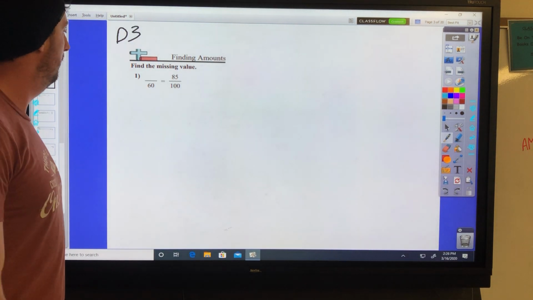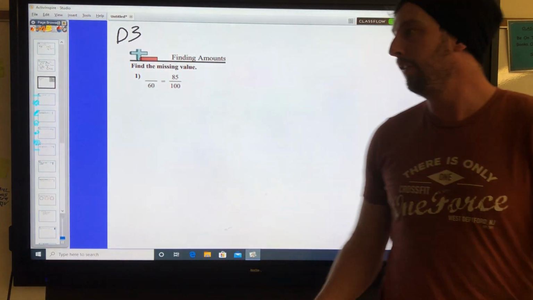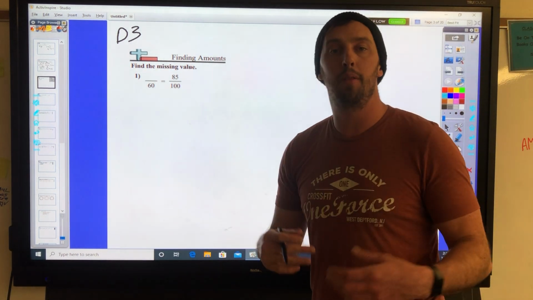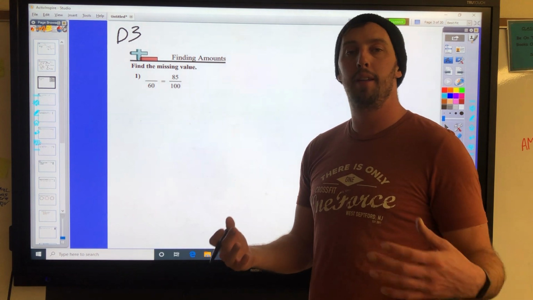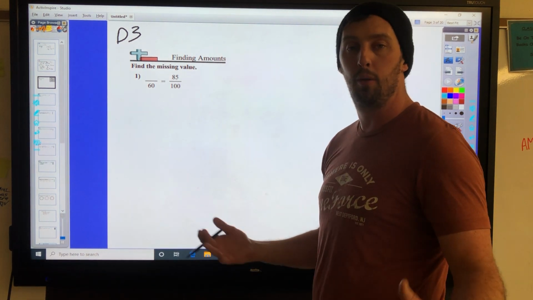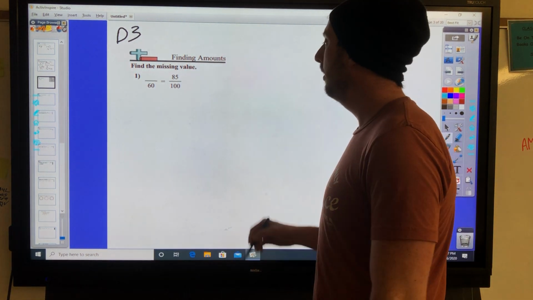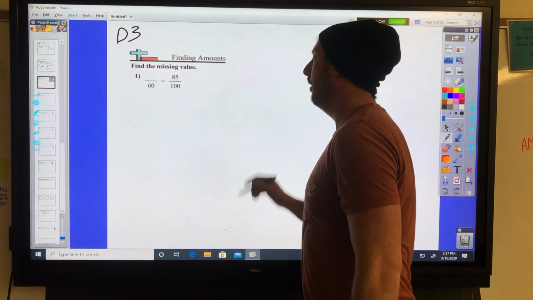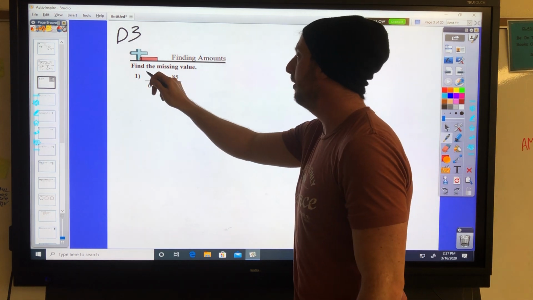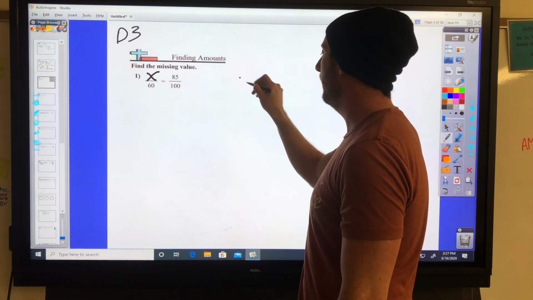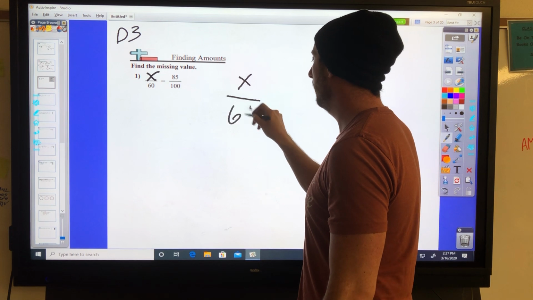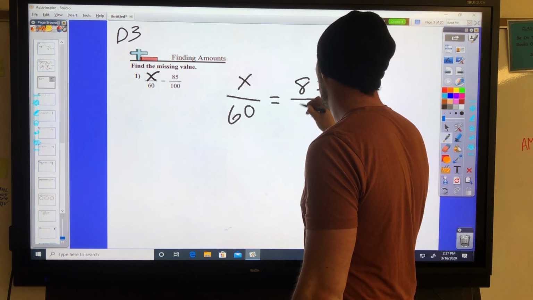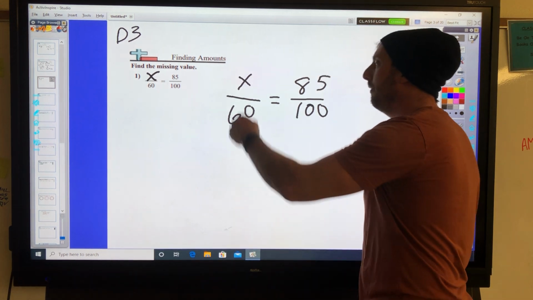Day 3, find the missing value. So this is all about proportions. A proportion compares two quantities, and we're trying to find something equivalent, a ratio compared to another ratio. So what we're looking for is this empty spot right here. If I were to rewrite it, x over 60 equals 85 over 100. I am solving for x.